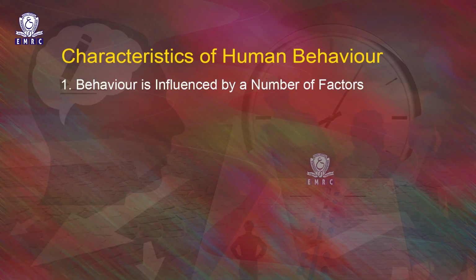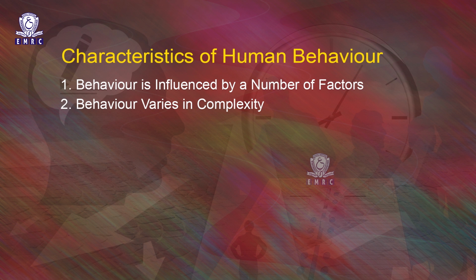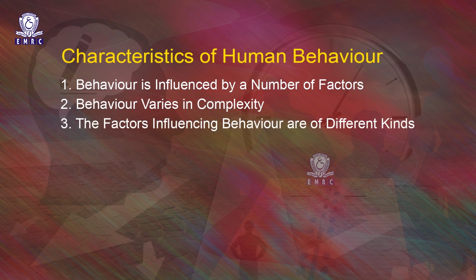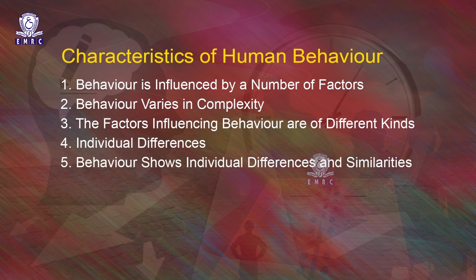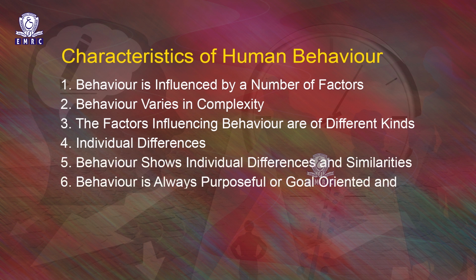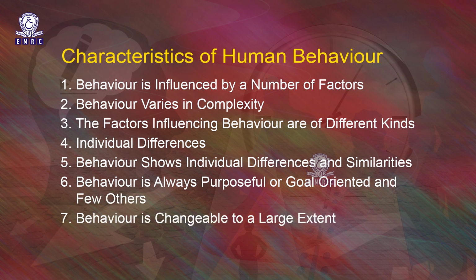Let us now look at the general characteristics of human behavior. Behavior is influenced by a number of factors. It varies in complexity. The factors influencing behavior are of different kinds. Behavior shows individual differences and similarities. Behavior is always purposeful or goal directed, and also few others. Behavior is changeable to a large extent. Let us look at the characteristics individually.